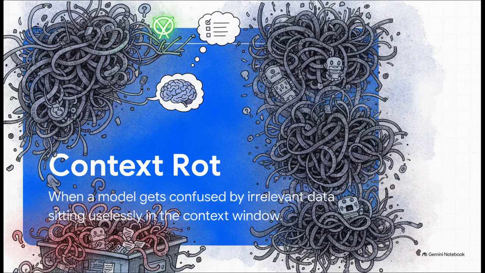But before we build one, we really have to understand why they're necessary in the first place. And it comes down to something Google calls context rot. This is their official term for when a model gets confused and totally bogged down by irrelevant instruction data just sitting uselessly in the context window. So the crucial point is, if you just dump a giant list of every task you might ever do into your main global rule, you are absolutely going to cause massive latency and completely confuse the AI.